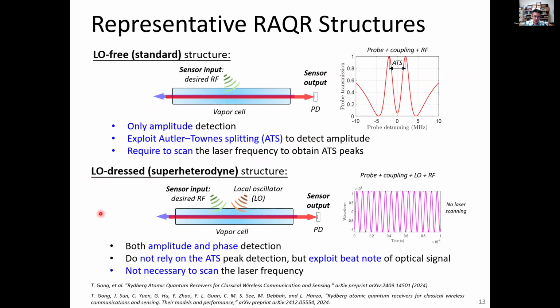The other structure that is also commonly found in the literature is the so-called LO-dressed one, which comes with a local oscillator. It is called a superheterodyne structure. Here, we shine an LO, and when the RF signal comes in, we can detect an amplitude-modulated signal. In this case, we can detect both the amplitude and phase of the RF signal. It is like the normal RF antenna that we have: now we can detect what the RF signal is and what its phase is, just that instead of using an antenna, we are using this Rydberg atomic receiver. Here we are not relying on the ATS anymore, but we exploit the so-called beat note of the optical signals to recover the amplitude and phase of the RF signals.